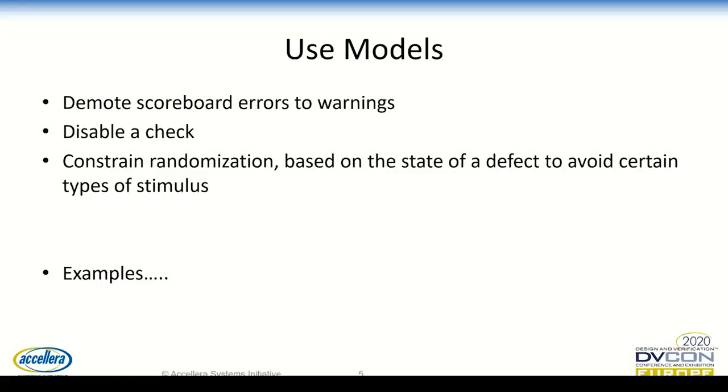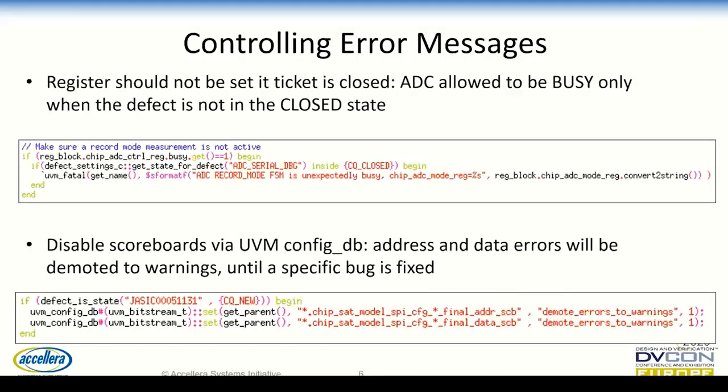Several ways of using the table. Some examples: you can demote scoreboards from errors to warnings. You can disable checks. You can change your constraints. For example, here, a register should not be set. The ADC should be set to busy only when the defect is closed.